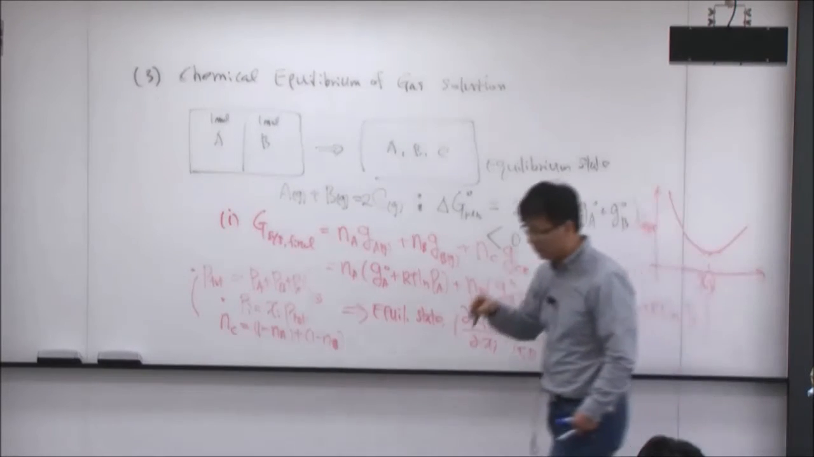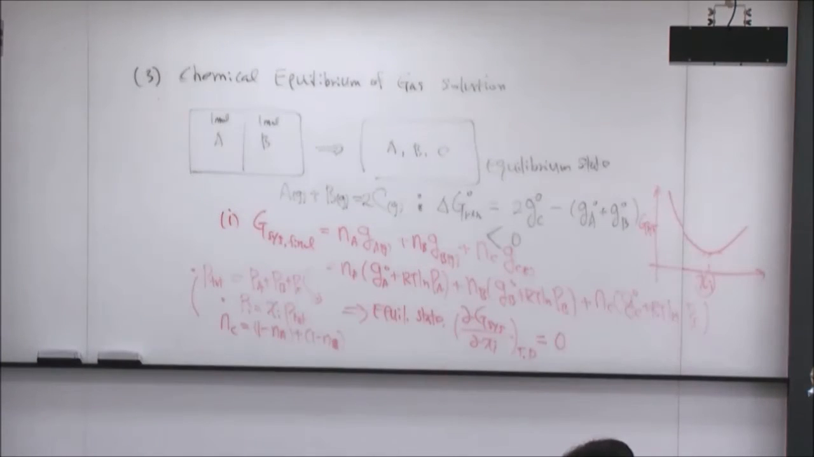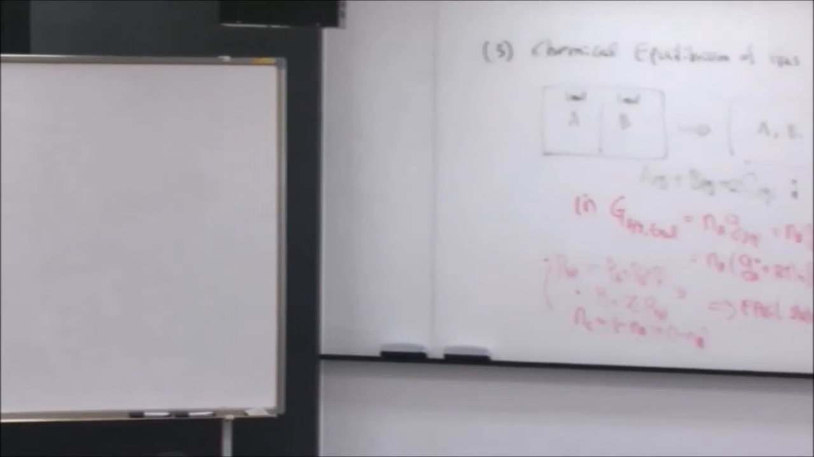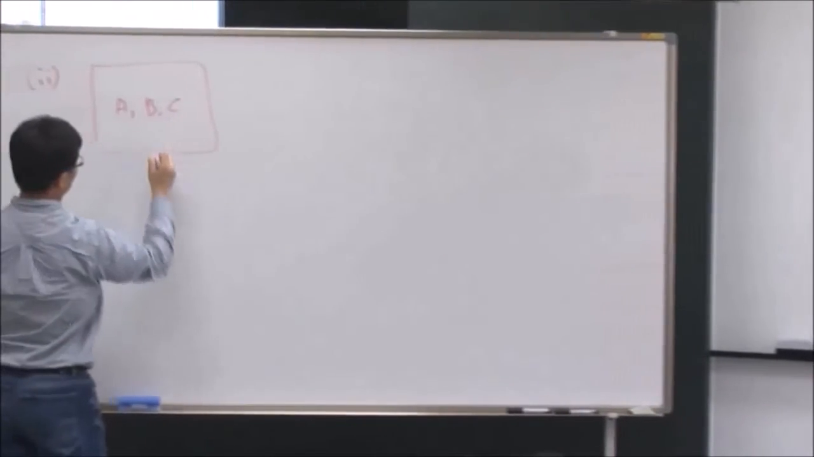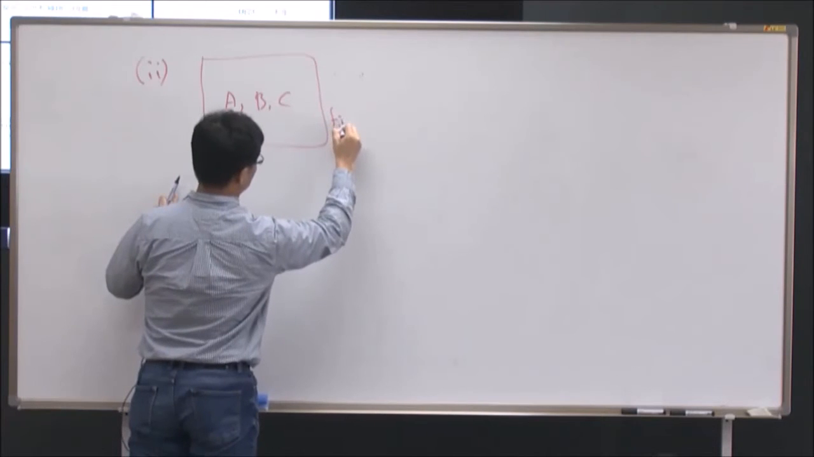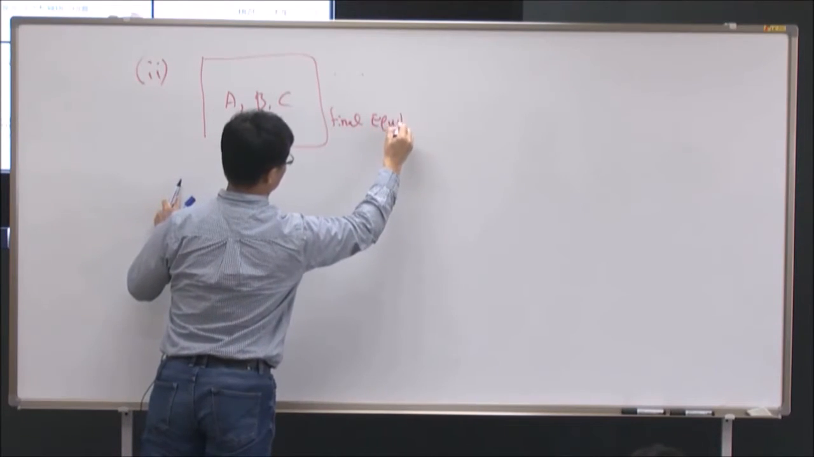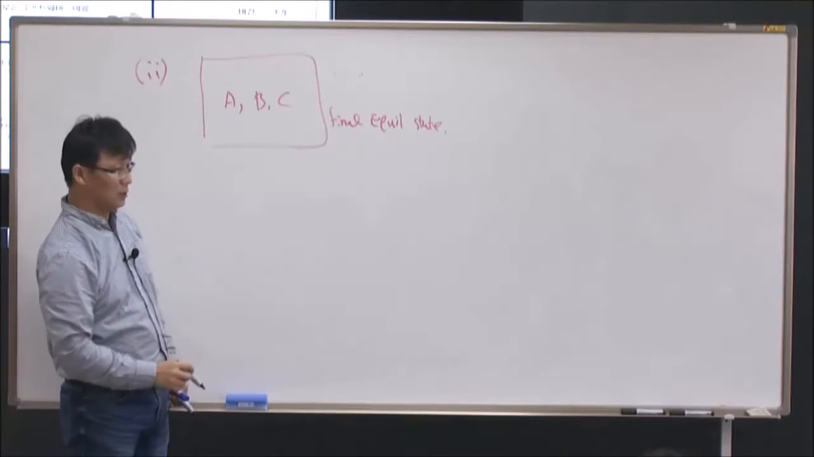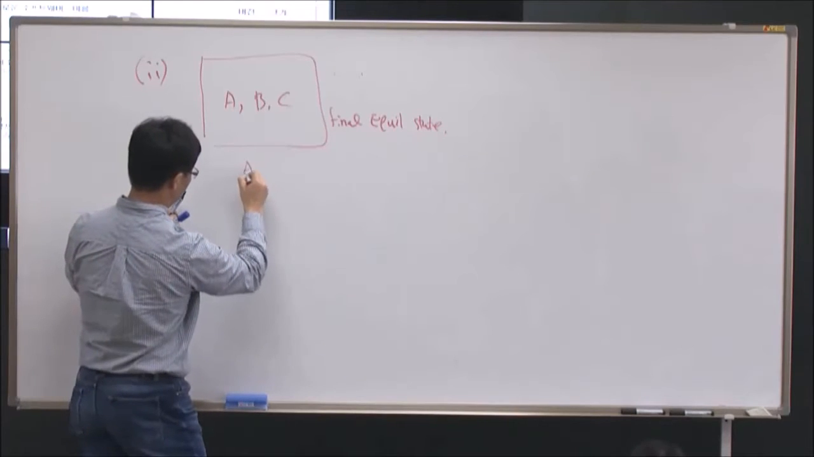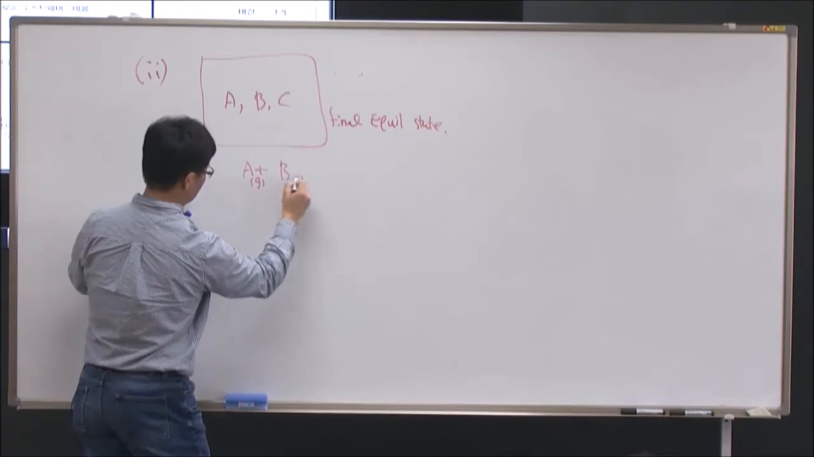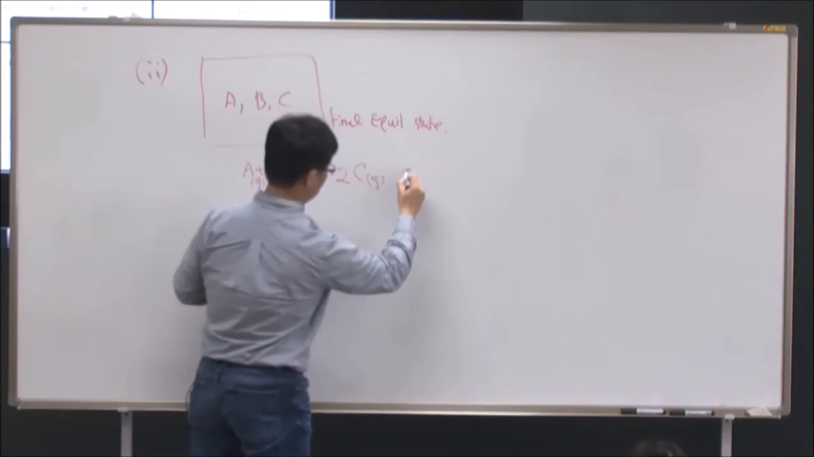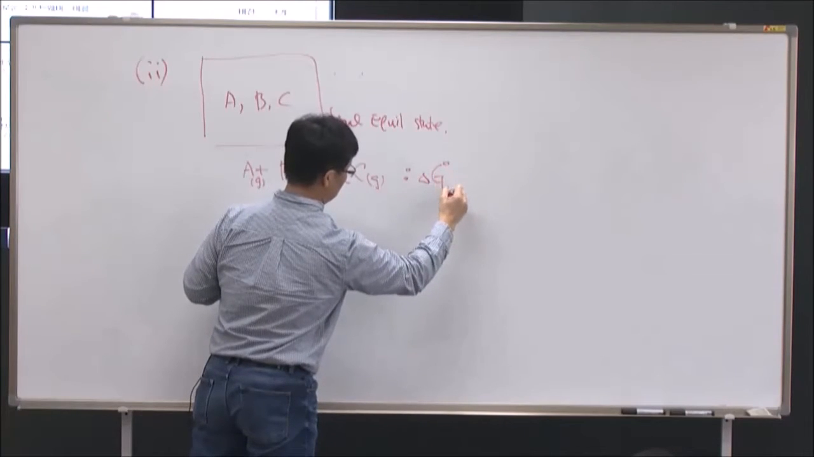That's actually the number 2, the other method. The other way we can do it is like this. Internally in the ABC phase, I mean this is the final state. So for this kind of chemical reaction, we know that A plus B in the gas phase will produce 2C in the gas phase. Okay? And we know this delta G naught of reaction.